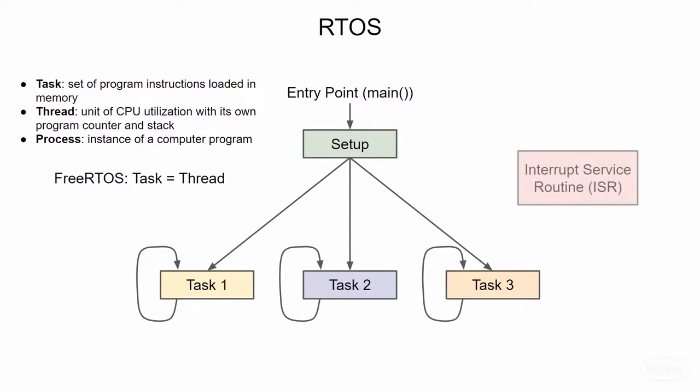Interrupts still work within an RTOS. So long as they have a higher priority than any of the tasks, they will stop code execution for all tasks, run your interrupt service routine, and return execution to where it left off. You can have more than one interrupt, but we won't get into handling nested interrupts, which can get nasty.